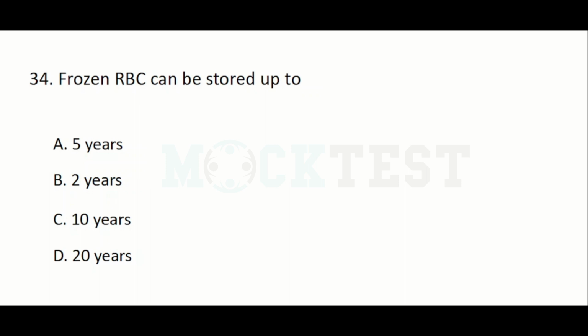Frozen RBC can be stored up to. Option A 5 years. Option B 2 years. Option C 10 years. Option D 20 years. Frozen RBC can be stored up to 10 years.